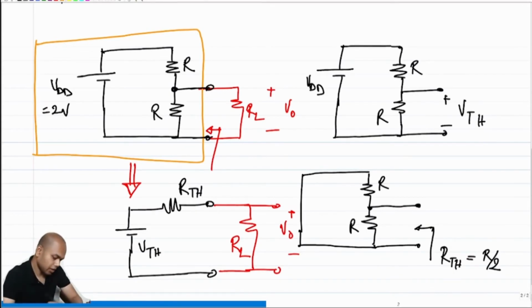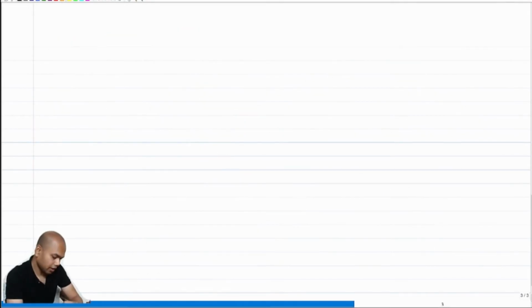So in our case, what is VTH? In our case, VTH is 1 volt. What is RTH? RTH is R by 2, right? So now let's go to the next page, and if I redraw the Thevenin equivalent network, what do I get?